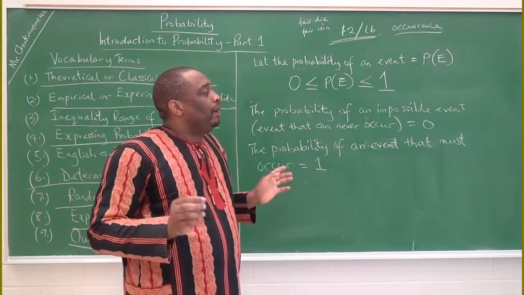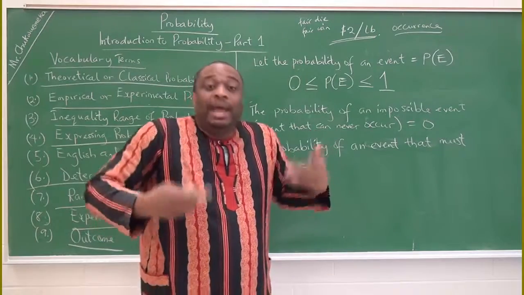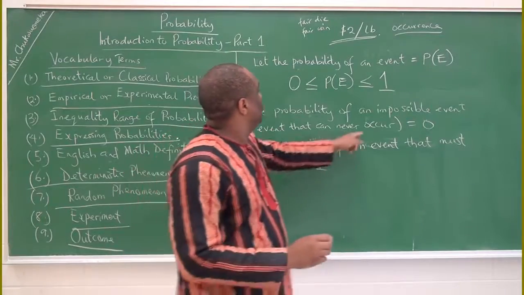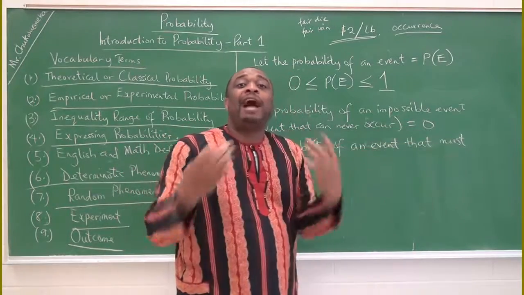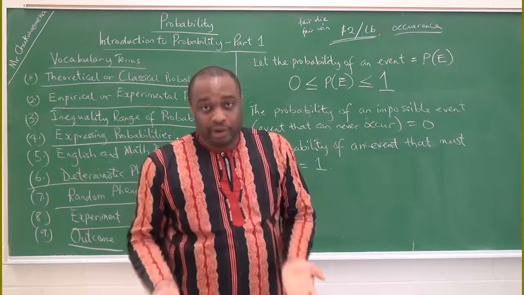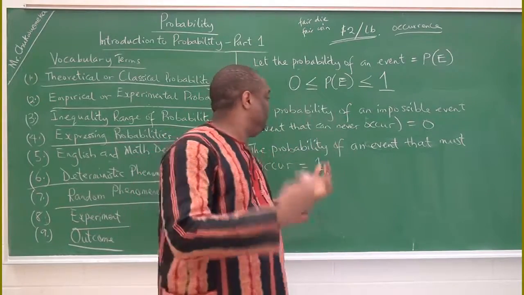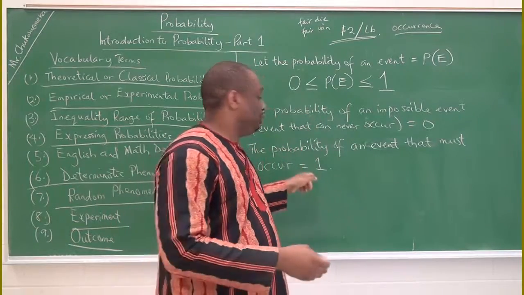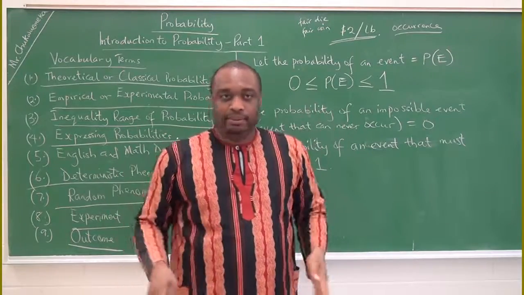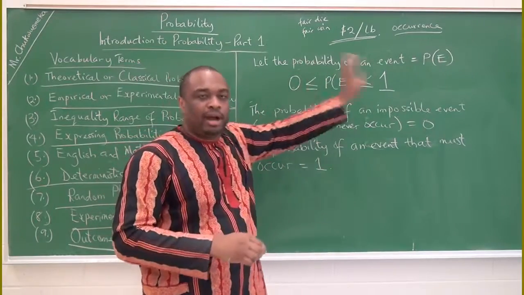Now, what is an impossible event? The probability that men will get pregnant. You know there's no way men will get pregnant. It's not going to happen. So, the probability is 0. The probability of a man having kids is 0. We believe that Jesus Christ will come again to judge all mankind. The probability is 1 of an event that must happen. Now, any probability lies between 0 and 1.